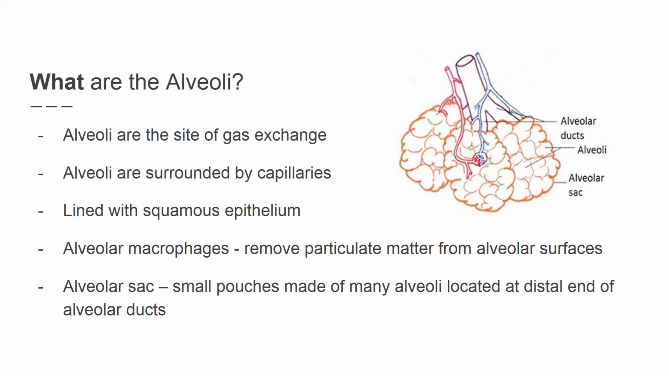Why might the alveoli be lined by squamous epithelium? The answer to this question is that, as we have learned, squamous epithelium are flat and thin, and this allows for diffusion of gases to occur more easily and efficiently.